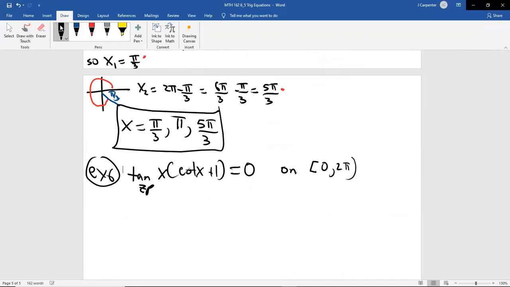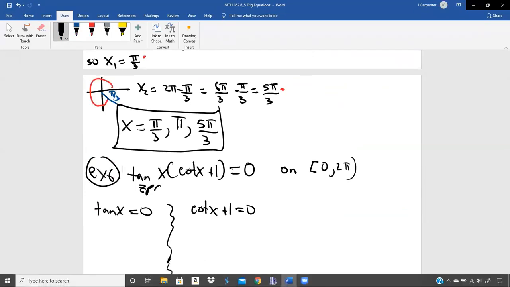ZPR means zero product rule. So the tangent of x is equal to 0, or we can say the cotangent of x plus 1 is equal to 0. We're separating this into cases. Now, tangent of x equals 0. You're trying to find all angles that when you take the tangent of that angle, it spits out 0.